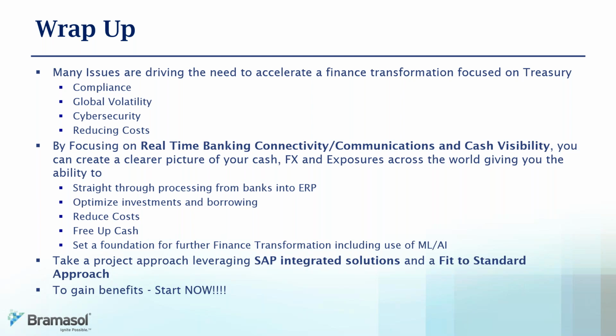You can optimize your investments and borrowings. We heard about that in the first two case studies, where companies were able to have a real-time vision of their cash position and what they needed to borrow or lend, and they were able to increase their ROI or reduce their cost of capital, saving them not only hundreds of thousands, but millions of dollars. They can reduce costs on things like banking fees, compensating balances, freeing up their cash to allow them to do more. And of course, by having the real-time banking in place, you've now set your foundation to include the use of things like machine learning and artificial intelligence.